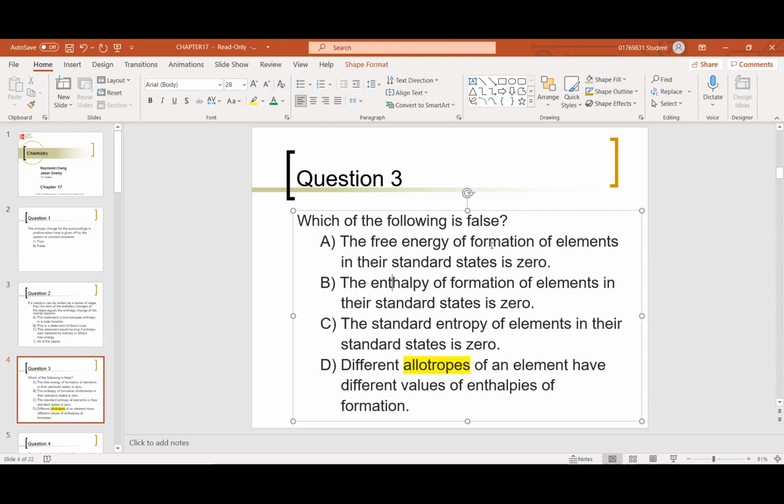The free energy of formation of elements in their standard states is 0. That's false. That is 100. I'm pretty sure that's false. The entropy of formation of elements in their standard states. That's also false. Which of the following is false? The standard entropy of elements in their standard states is 0. I mean, yeah, I guess that's true.